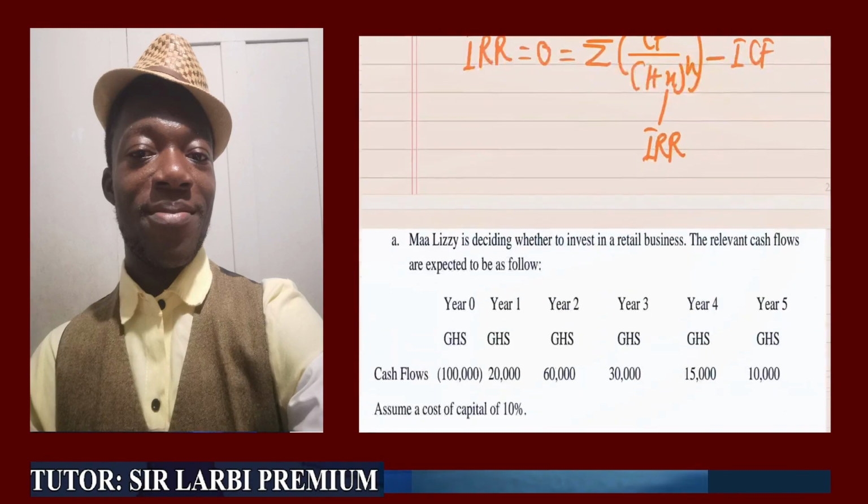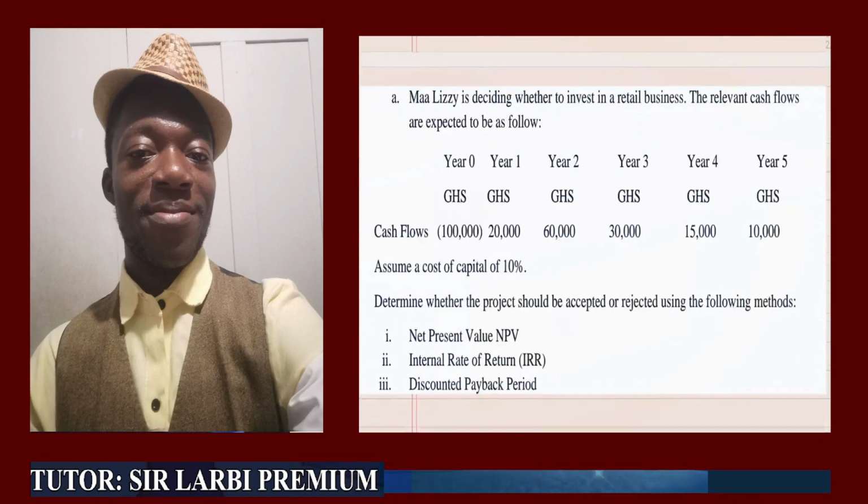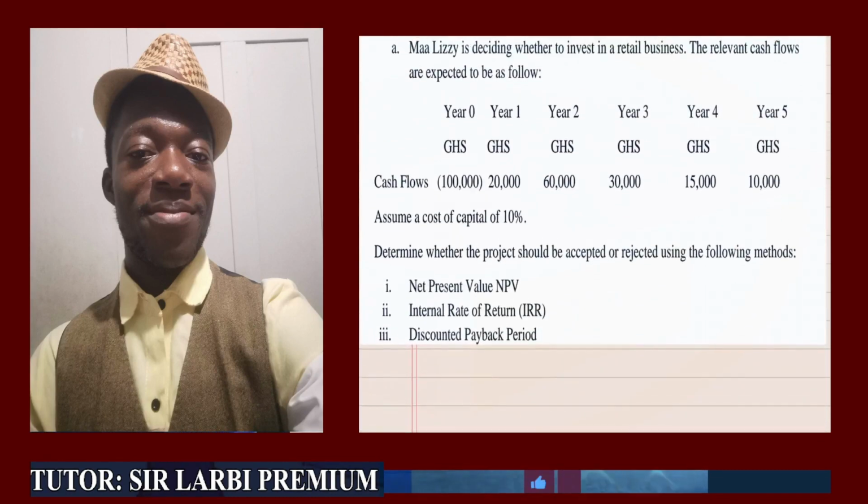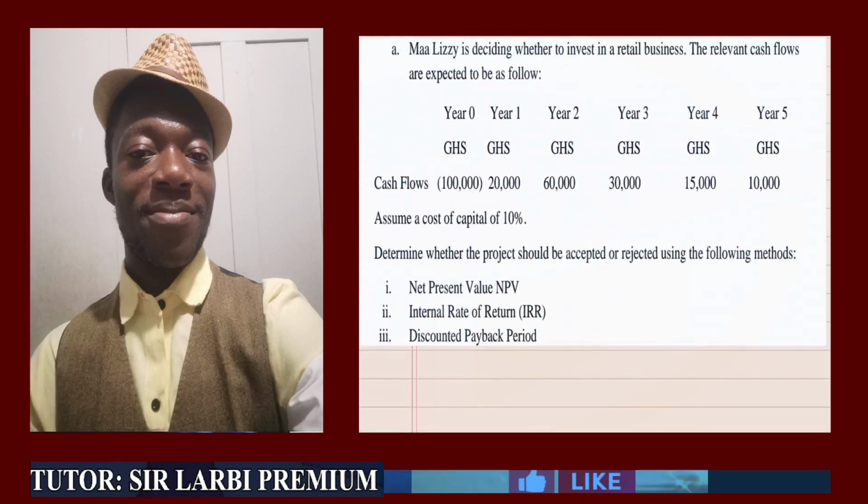So let's take question two. Explain the internal rate of return that we are discussing here. If you remember, if you followed part one of our discussion on capital budgeting, we used the same question for the net present value. So we are going to use it also to calculate the internal rate of return. So this is our question.